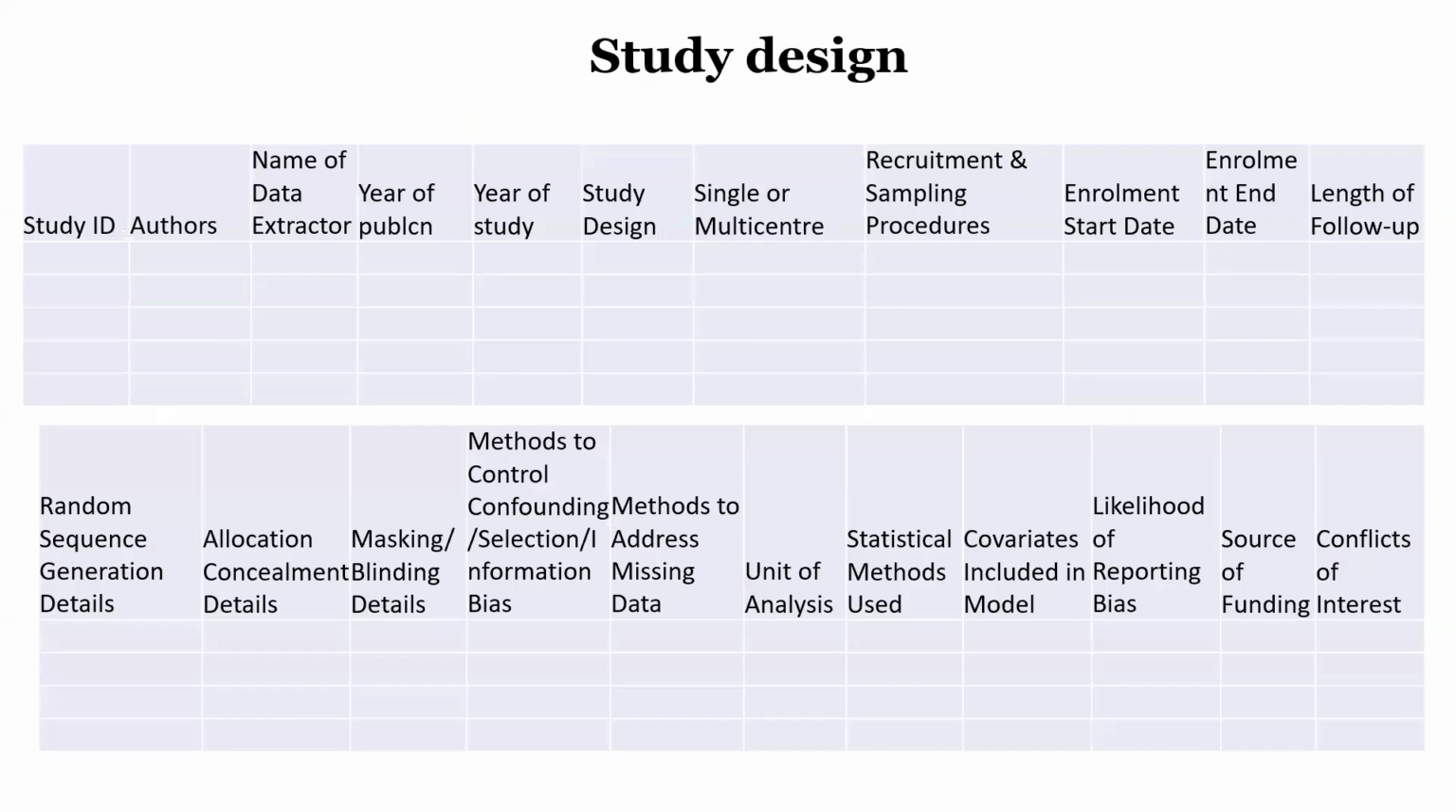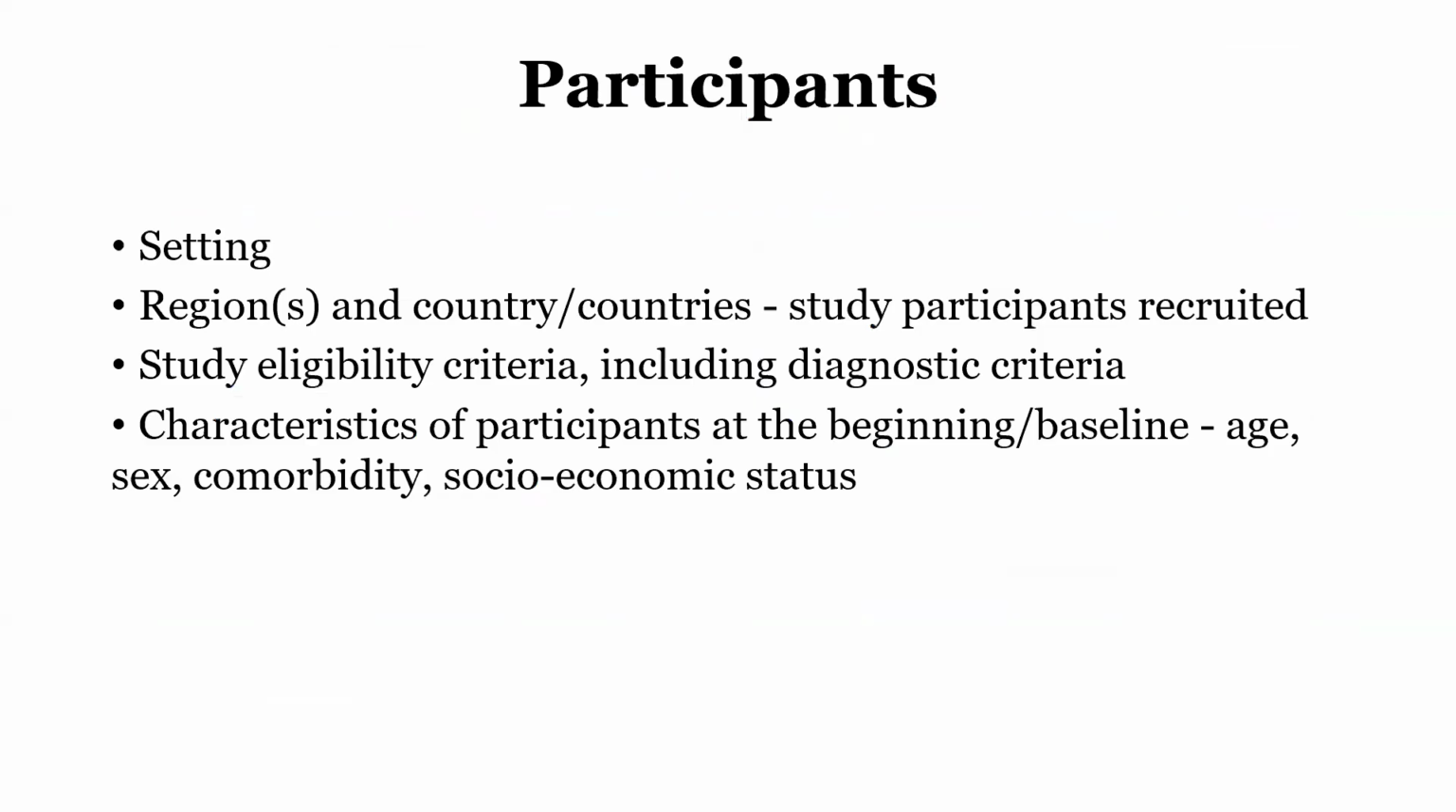This is another example of how you can have a more detailed data extraction sheet for the study. The next is the details of the participants. So usually apart from the setting and the countries, you need to mention the eligibility criteria, the inclusion exclusion criteria, or if there is any diagnostic criteria to include the participants in the study.